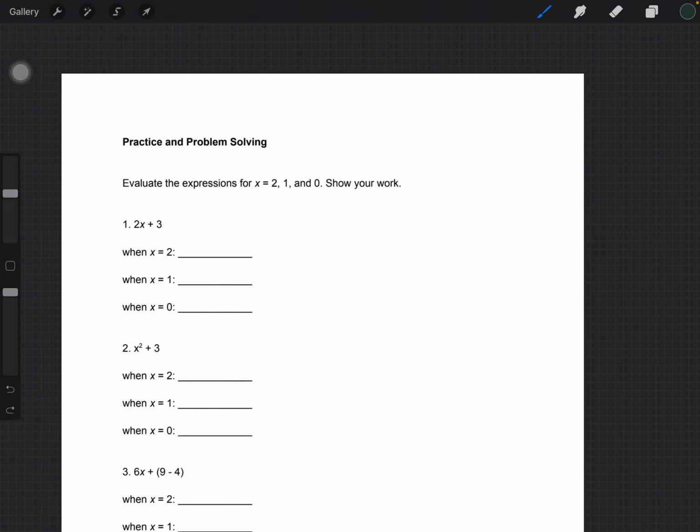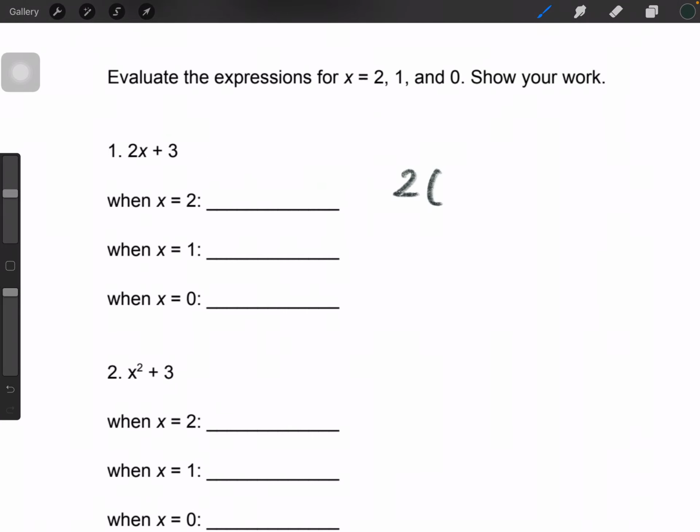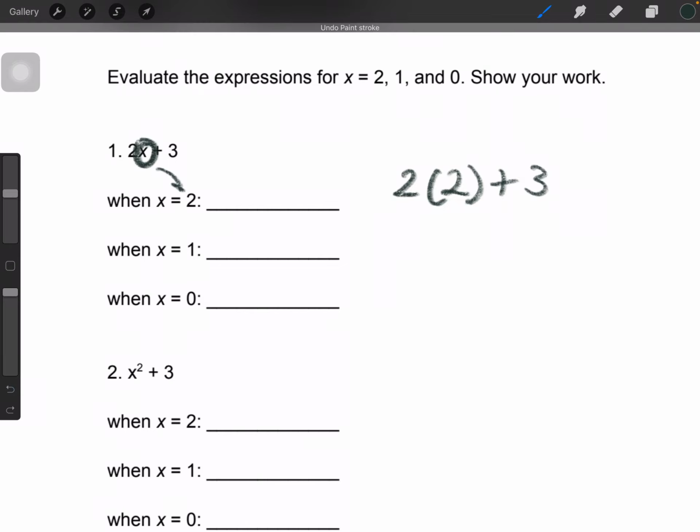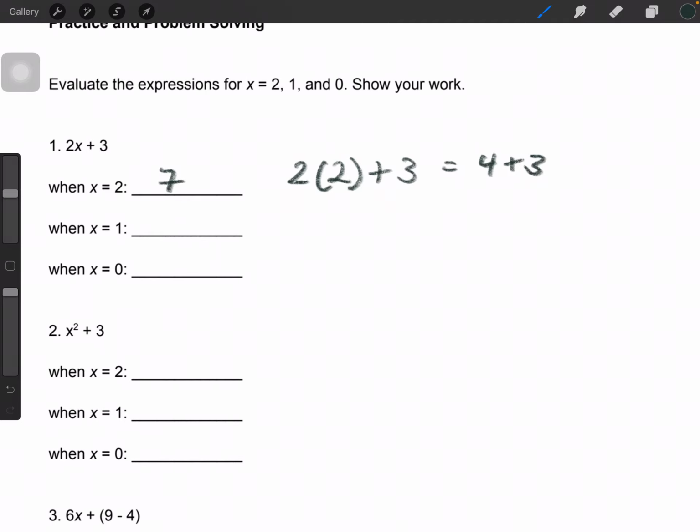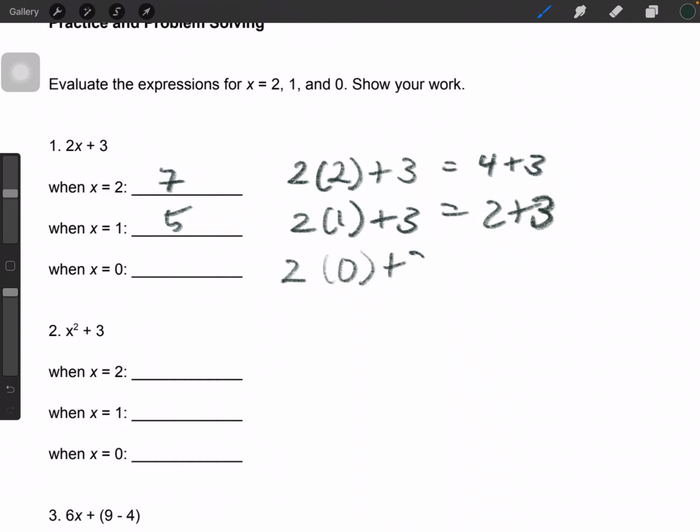This last page asks us to evaluate the expressions for x equals 2, 1, and 0 and to show our work. So when x equals 2, you just substitute the x for whichever number is here. So this will give us 4 plus 3, which is equal to 7. When x equals 1, this gives us 2 plus 3, which is equal to 5. And when x equals 0, this gives us 0 plus 3, which gives us 3.